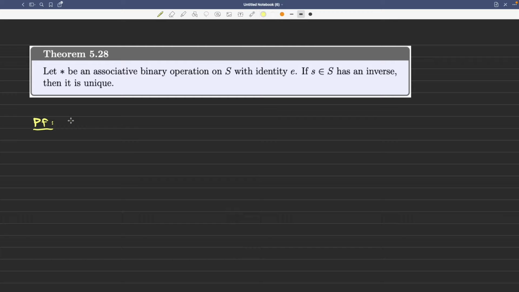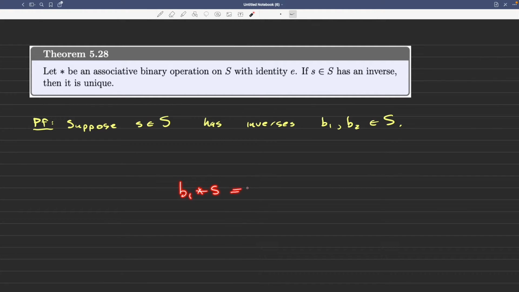To prove this, let's suppose little s is in big S, and it has inverses. Let's say b1 and b2. So b1 and b2 both have this property that if I multiply b1 times s, I get whatever that identity is. Or if I multiply it the other way too, if I do s star b1, I get the identity. If I do b2 star s, I get the identity. If I do s star b2, I get the identity. So knowing that b1 and b2 are inverses, I've got these equations here at my disposal.